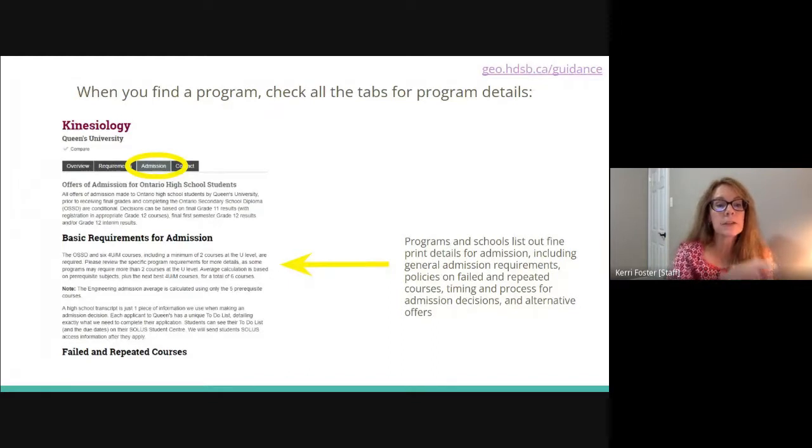You can see here there's a note about engineering admission and how it's calculated. If there are supplemental applications, all of that will be included, as well as the university's policy on repeated courses, summer school, alternative offers. So all of that type of information is available both through this website, or students can look directly at the university to which they're thinking of applying.